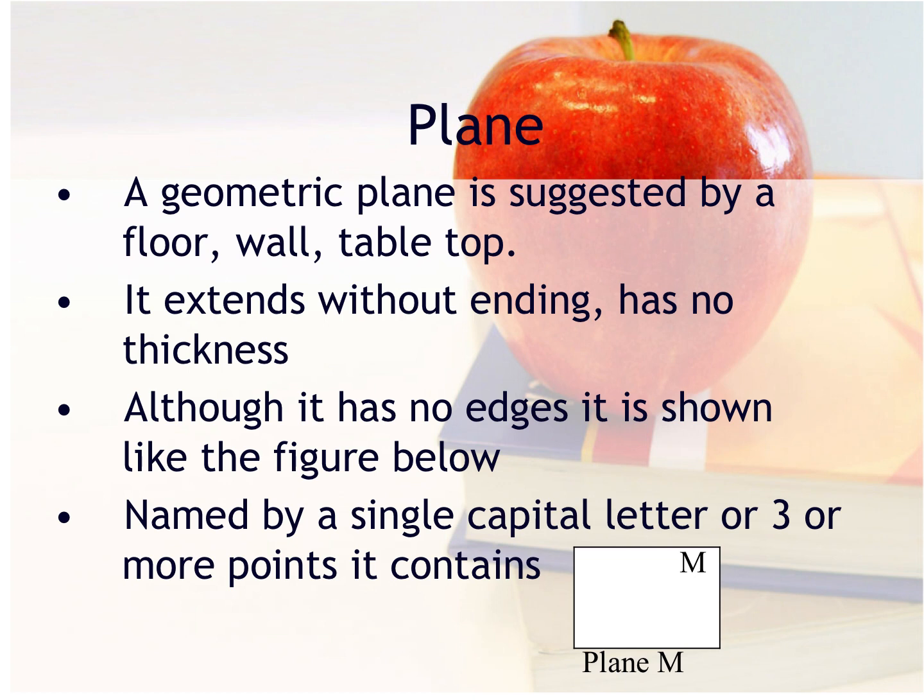So it's, again, taking a little screenshot. If I were to take a screenshot of this page, or crop it to a little piece of paper, it's continuing forever. There is no thickness, again, just a piece of paper. There are no edges, and it's named by a single capital letter or 3 other points on it. So this is considered plane M, and I'll show you an example with 3 letters.